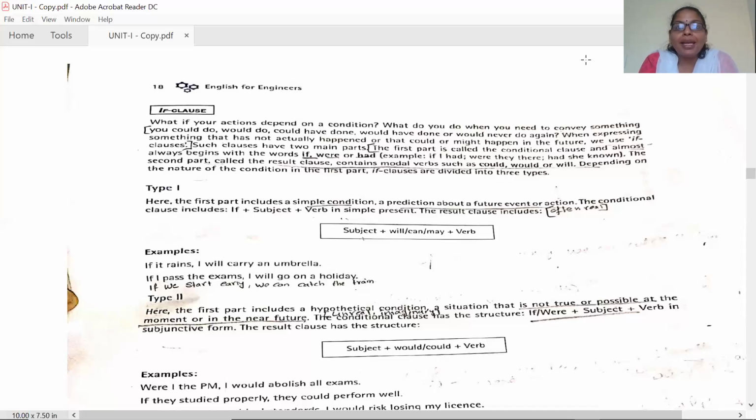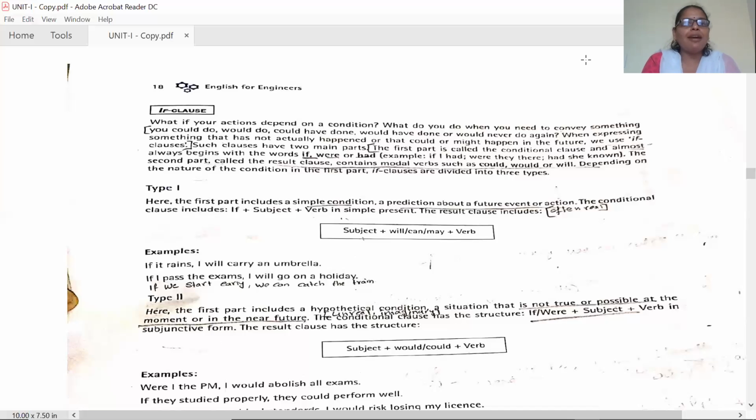If I had, were they there, had she known. These are conditional clauses. Depending on the nature of the condition in the first part, if clauses are divided into three types.